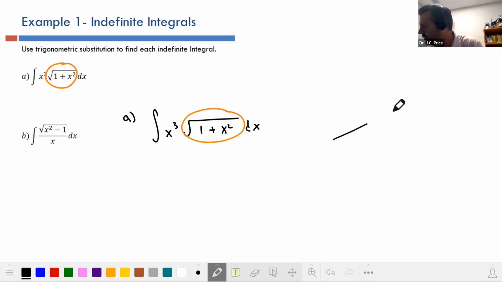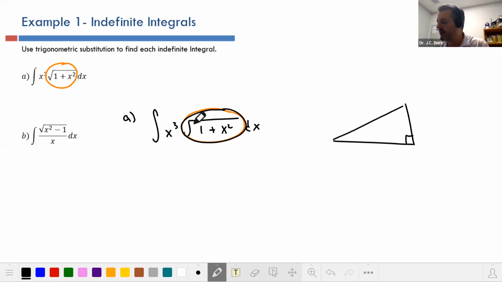So I just draw a right triangle over here, which everybody can do. And I just have to figure out where this thing is going to go. These are going to be the legs, so I'm going to put a 1 here, and this is going to be the other leg, so I'll put an x over here. And then this will be the square root of 1 squared plus x squared, which is just 1 plus x squared.